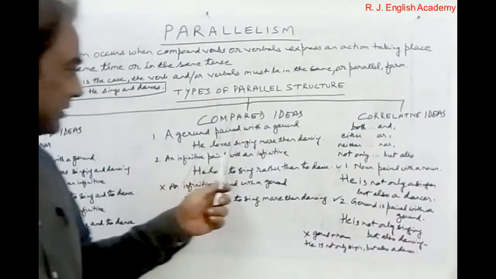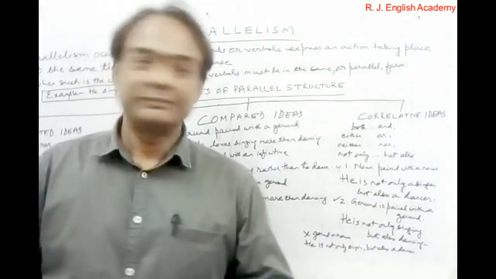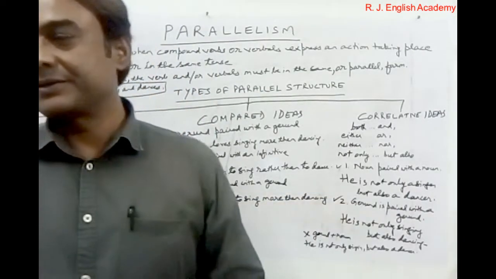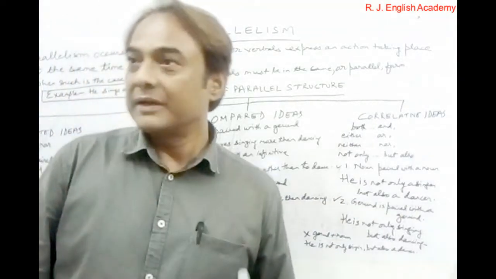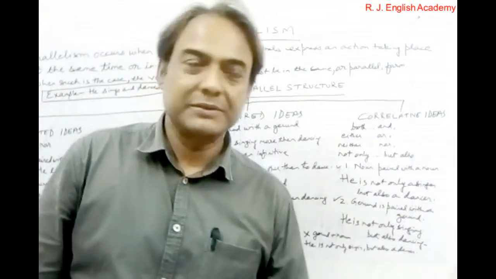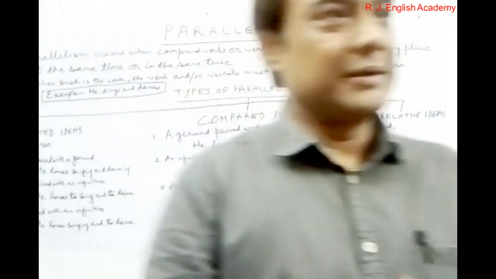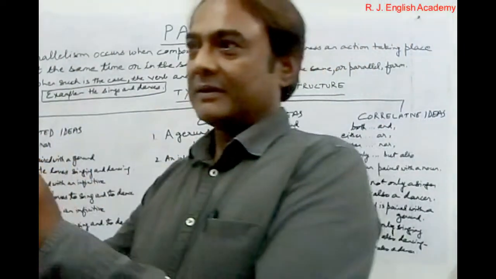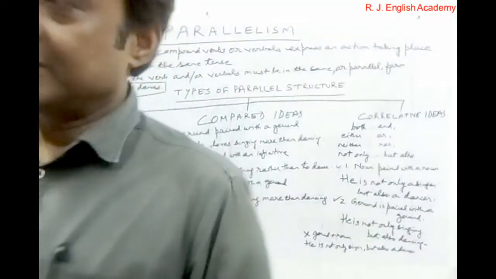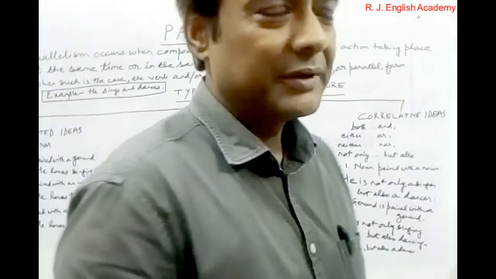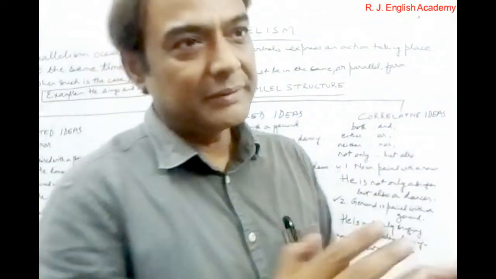An infinitive is paired with an infinitive. Example, he loves to sing rather than to dance. So we are comparing singing and dancing. He loves to sing rather than to dance. To sing, infinitive. To dance, infinitive. Rather than compares.